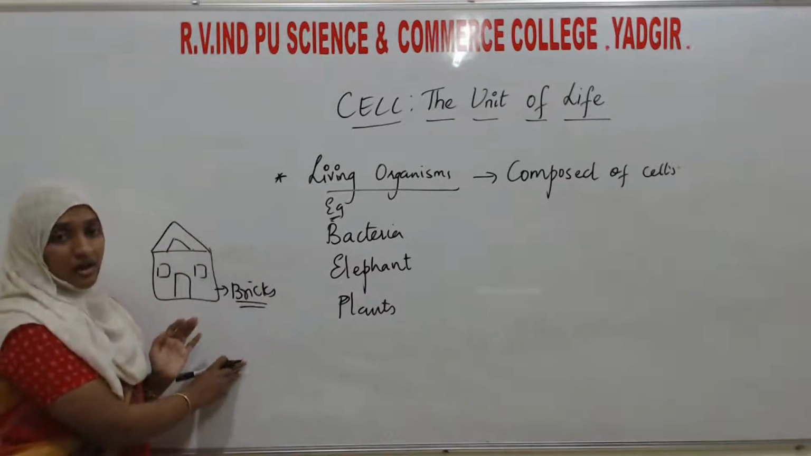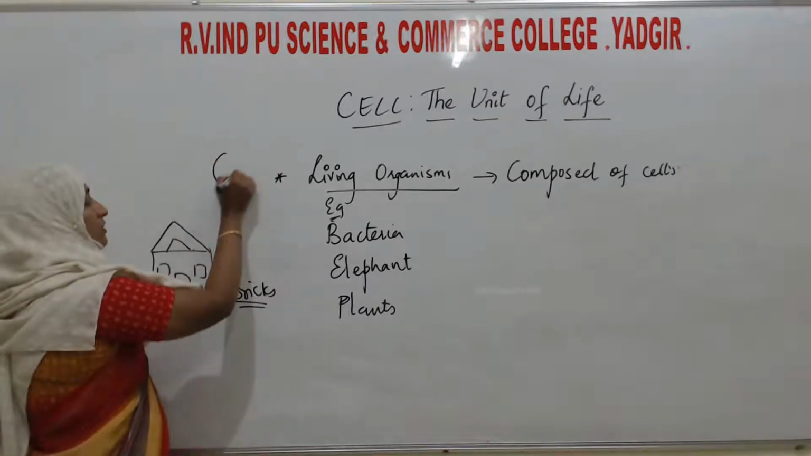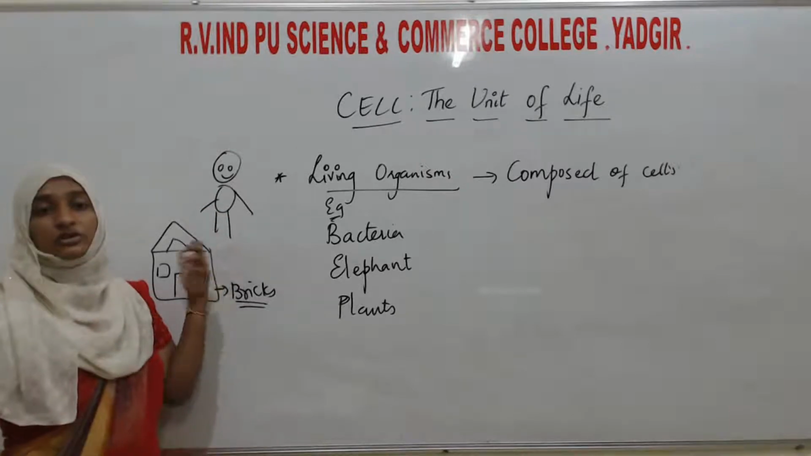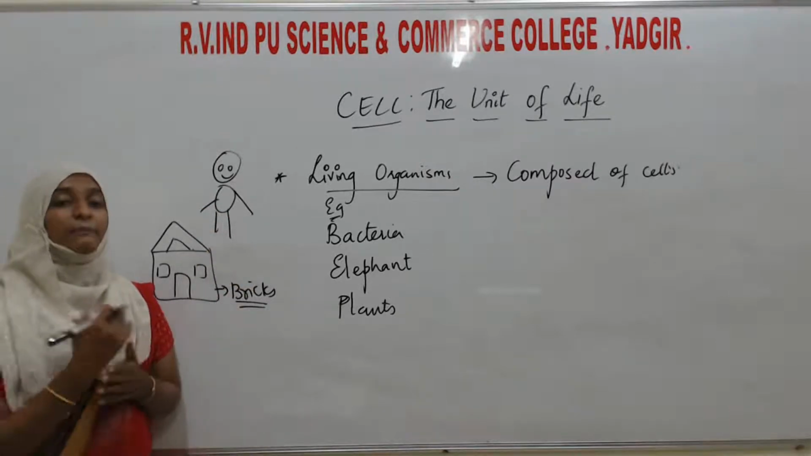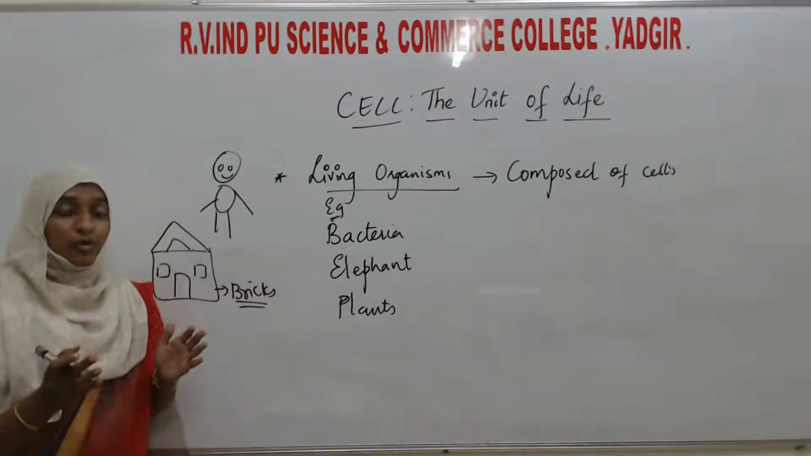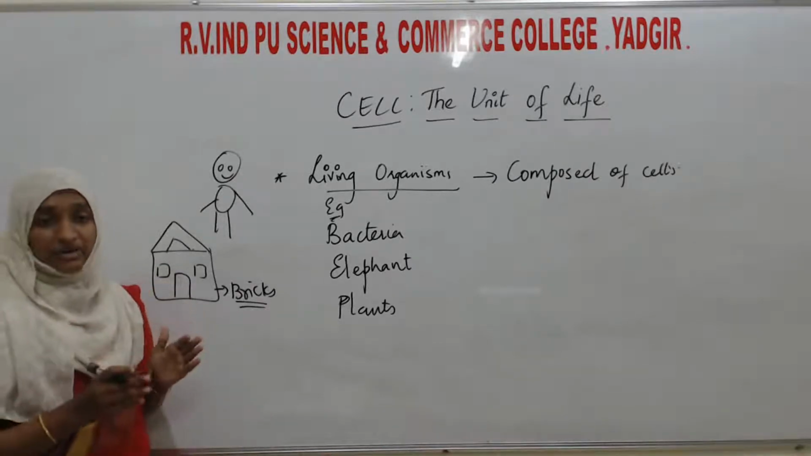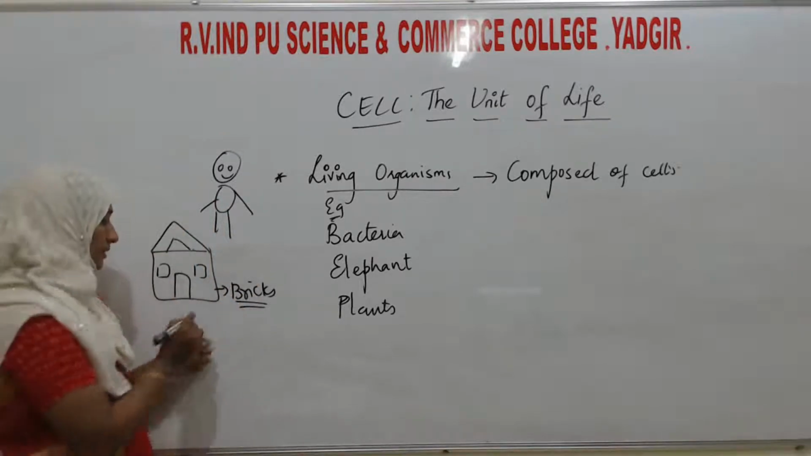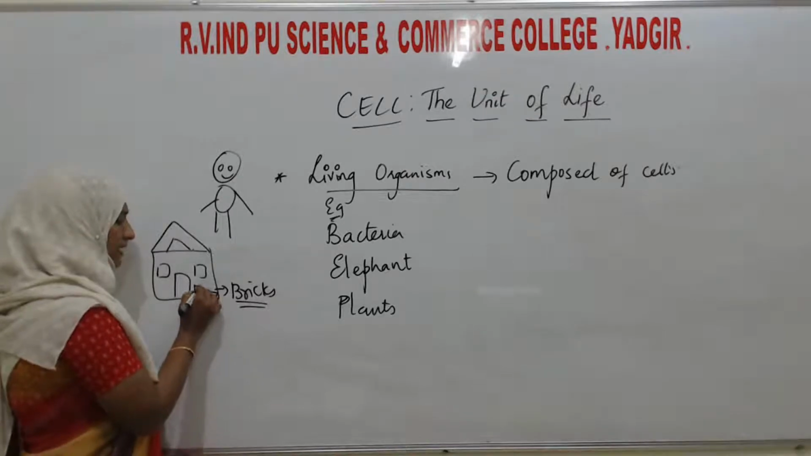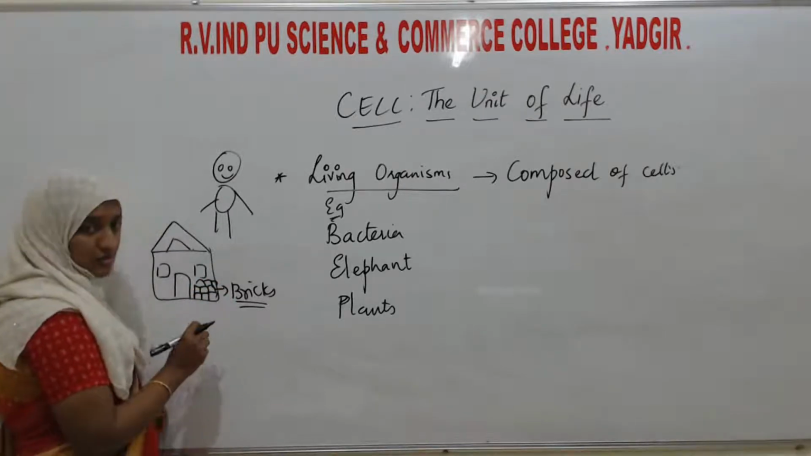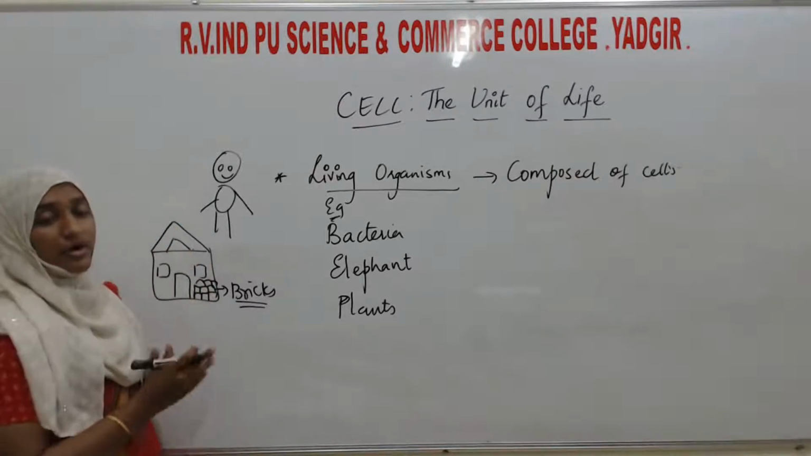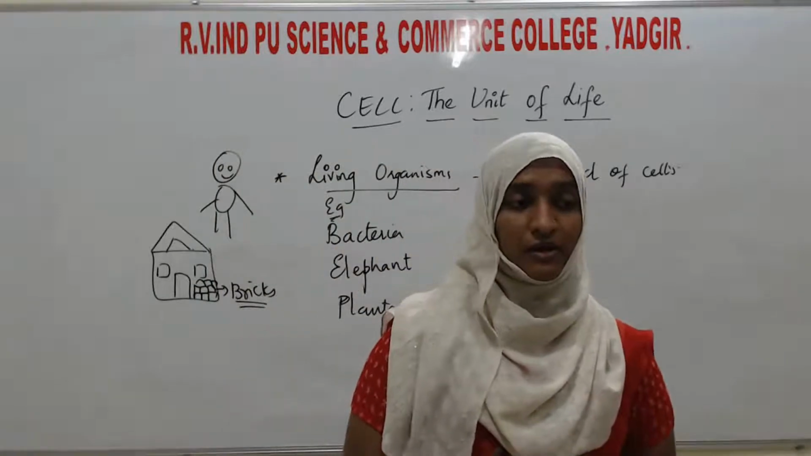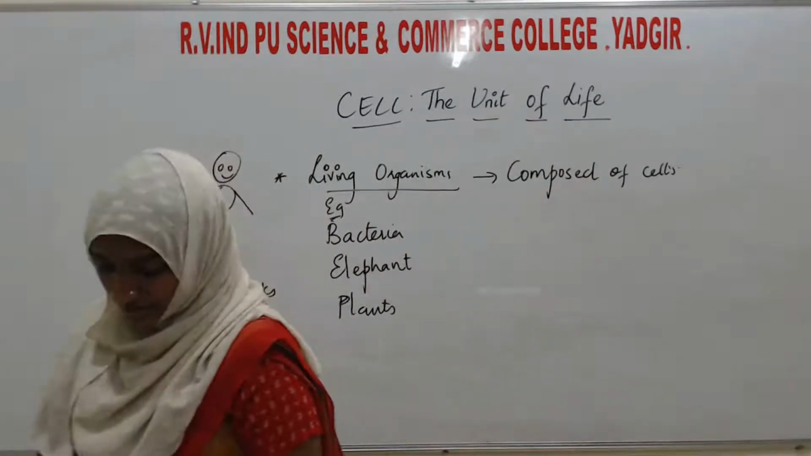and construct a bigger house. Like that, the human being, not only the human being, the living organism is also composed of what? Of cells. The developed body of a living organism is made up of cells. So just as the bricks complete the formation of a house, the body of living organisms is made up of millions of cells. First we will see what the cell is.